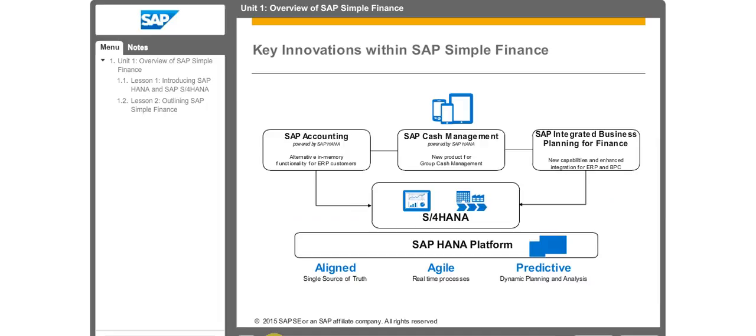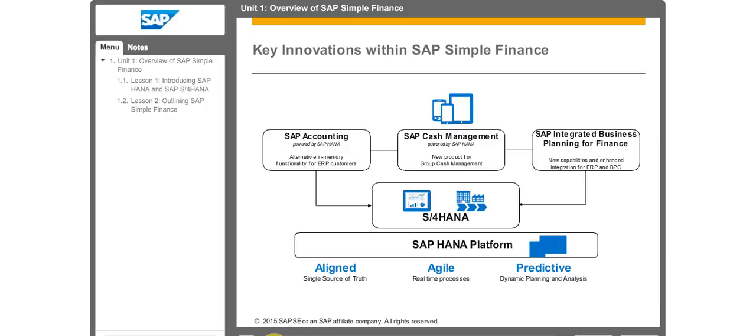There are 3 main innovations with SAP Simple Finance. First is SAP Accounting, powered by SAP HANA, and this replaces the core financials architecture with a new SAP HANA optimized architecture. The second is SAP Cash Management, powered by SAP HANA. This is a completely new product for cash management operations. It replaces the classic cash management offered in the SAP ERP.